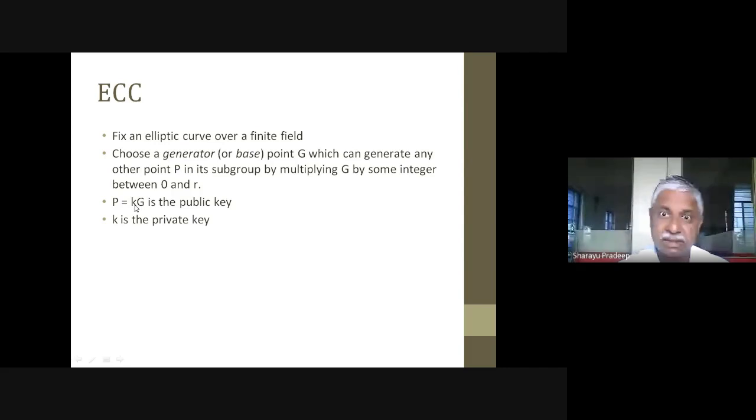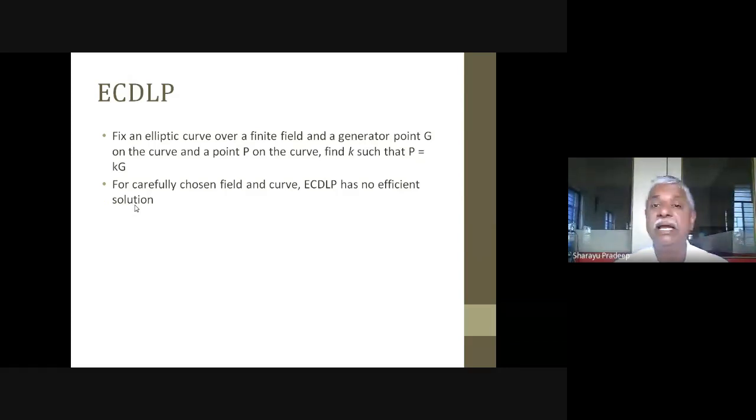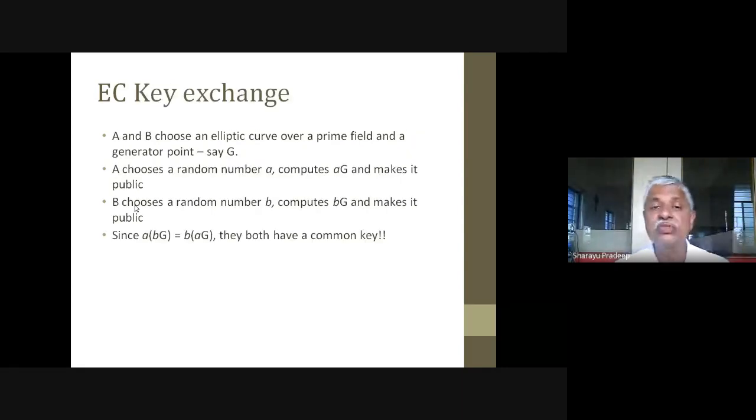That means I know a point, and I add the point to itself 10 times and I get another point. If I tell you the new point and the old point, you cannot find out that I have added 10 times. First point, I added 10 times to get the second point. You can't find that out. That is essentially the elliptic curve discrete logarithm problem, and there is no known efficient solution for this. So this can be used for elliptic curve cryptography.